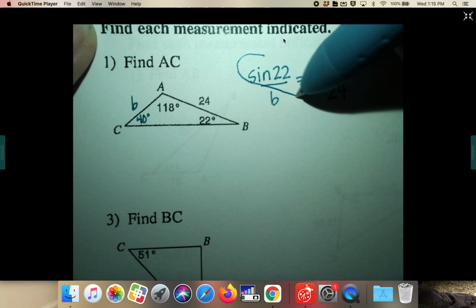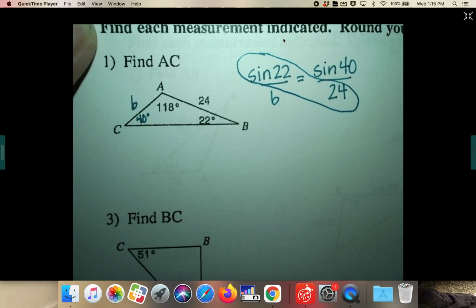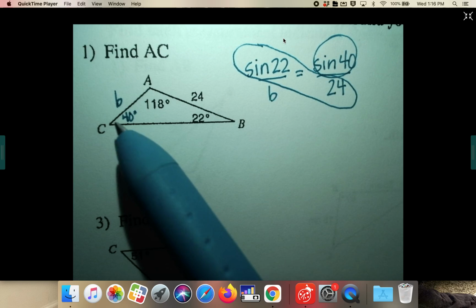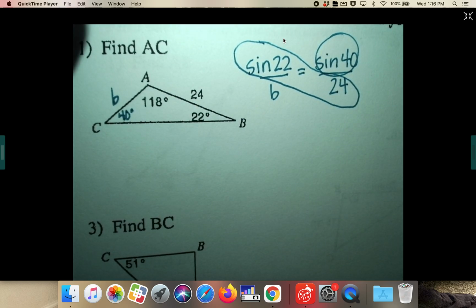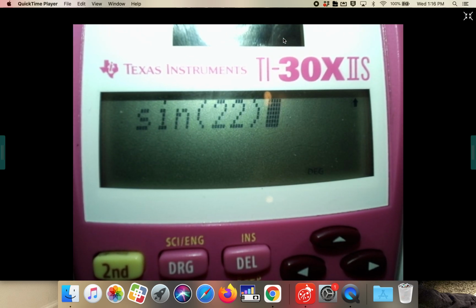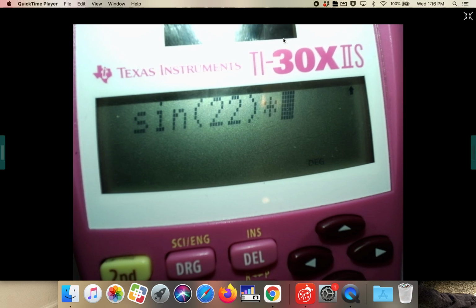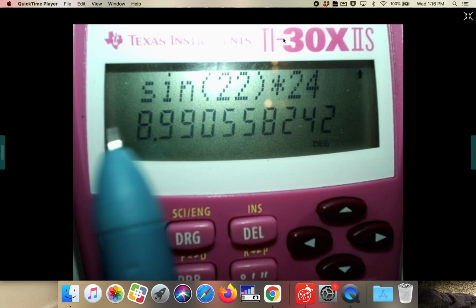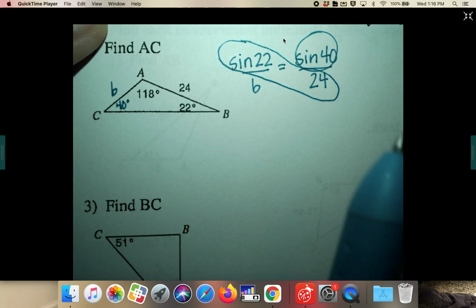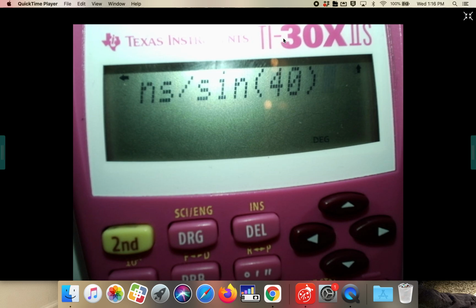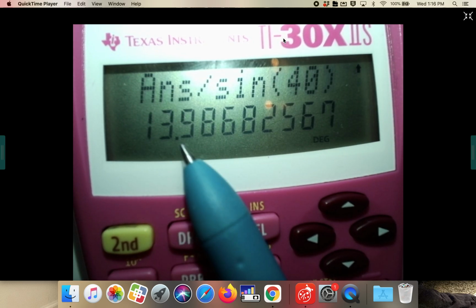So you are going to multiply sine 22 times 24 and divide by sine 40, and that is going to give us our side length AC, which is representing B. So in your calculator, sine 22 times 24, and divide that answer. I'm just going to leave it on the screen. You could round it if you want to and then divide that, but I'm just going to leave it on the screen. Divided by sine 40. So sine 40, I'm going to close my parentheses, equals about 13.99.